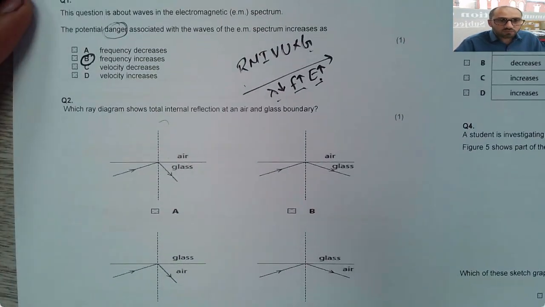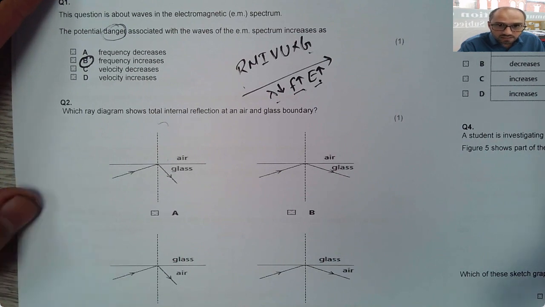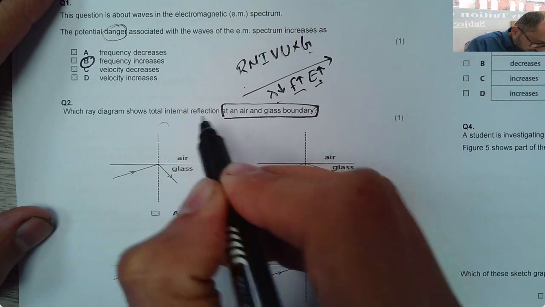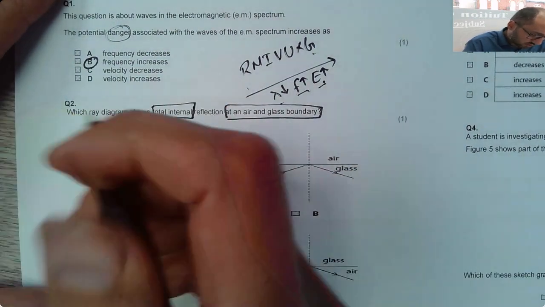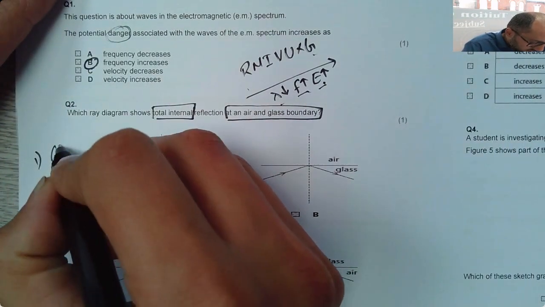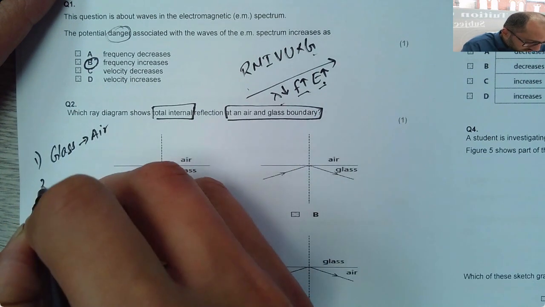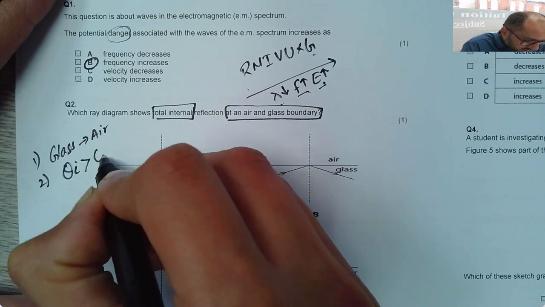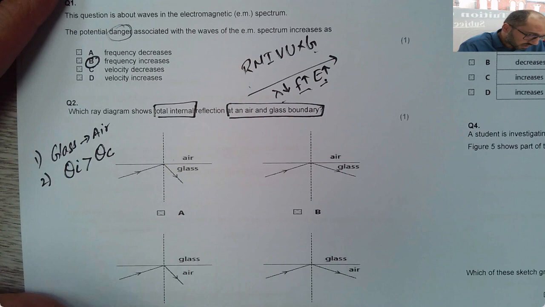Next question says, which ray diagram shows total internal reflection at an air and glass boundary? Now you need to remember, this question is about total internal reflection. So there are two conditions. Number one, it must travel from glass to air, so it's more dense to less dense. And number two, angle I must be greater than critical angle. And in that case, total internal reflection will take place.